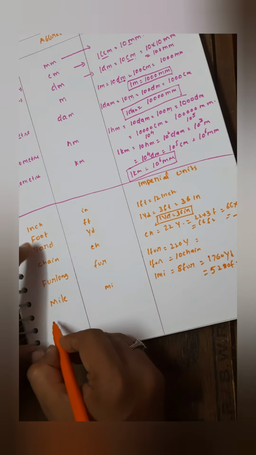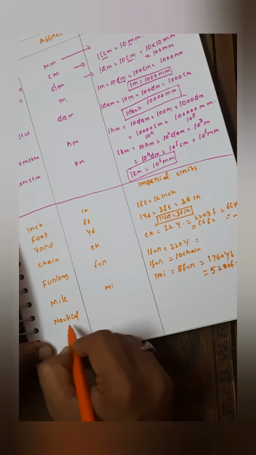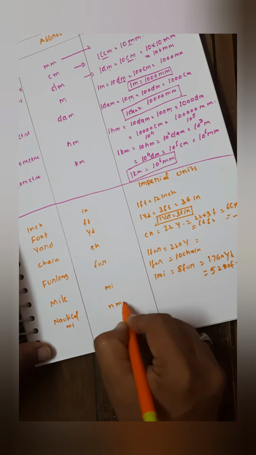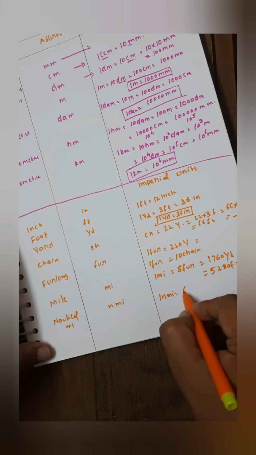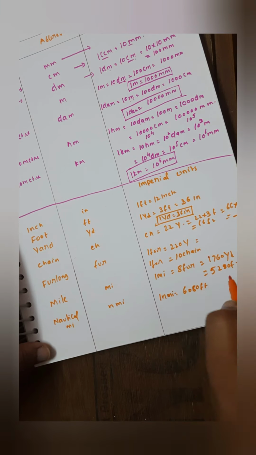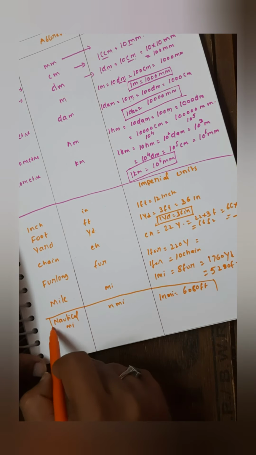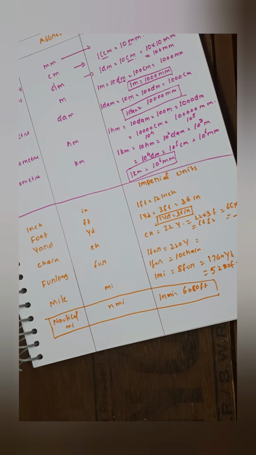Next one is nautical mile, indicated in nmi. 1 nmi is equal to 6080 feet. Actually this comes under aeroplane distances. To indicate aeroplane distances we use nautical miles. Not only aeroplane distances, for boats also we indicate nautical miles.